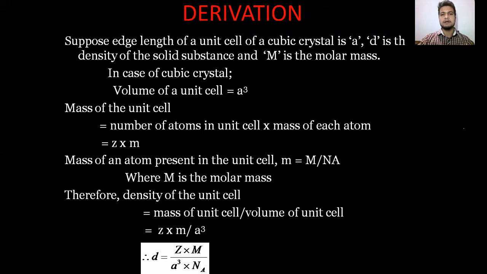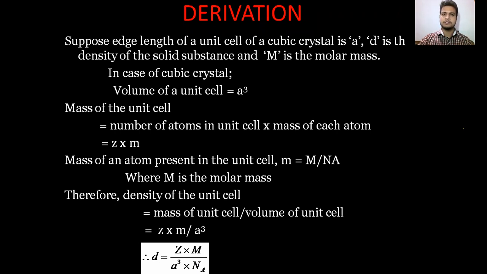Molar mass will vary depending upon what kind of atoms or molecule is making that particular unit cell or crystal. A will also vary depending upon the system, and Na is Avogadro's number. So there are five variables over there: density, D, Z, M, A, and Na. If any four of these are given, then the fifth one can be easily calculated.